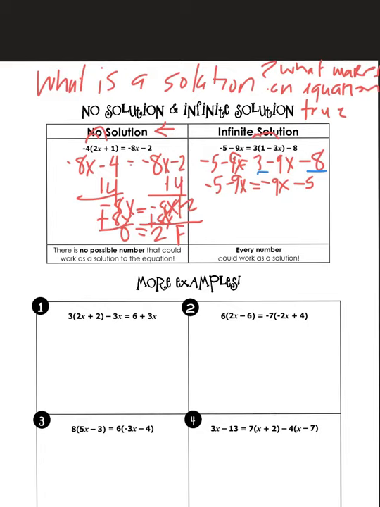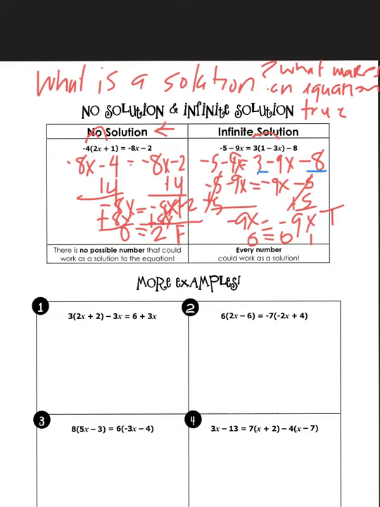Let's see what happens when I keep going. Add 5, cancels out. Negative 9x equals negative 9x. And if I were to keep solving this, I could add 9x to both sides, and I would be left with 0 equals 0. And 0 equals 0, or negative 9x equals negative 9x, these are both true statements. 0 does equal 0, yes. Negative 9x equals negative 9x, yes, that's true.